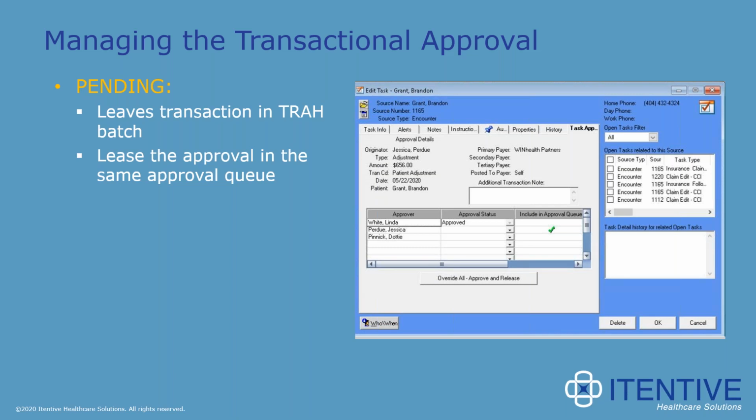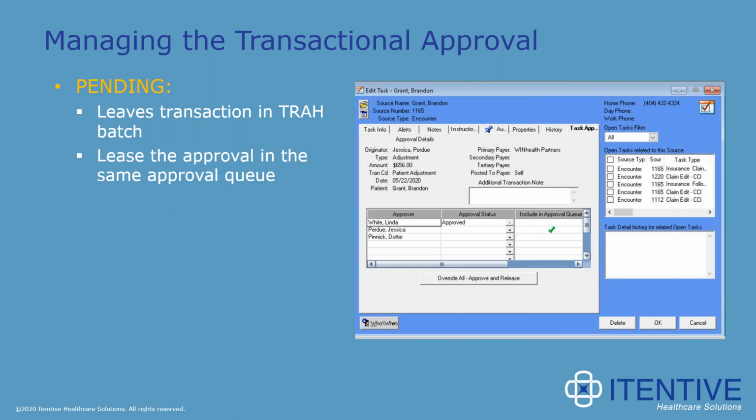The next option I have is pending, and it really does exactly what it says: nothing. It just leaves the transaction in the hold batch. It leaves the approval in my approval queue. Maybe it's pending because I've sent an email to somebody. Maybe I need to look at something. Who knows why I want to pend it, but it tells me that I've already got something going on it. I can always go into the task info and write myself a note. I can use the notes there.